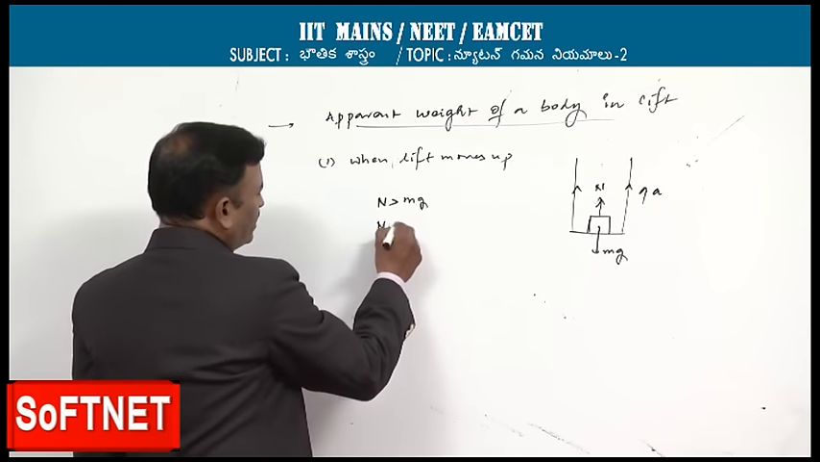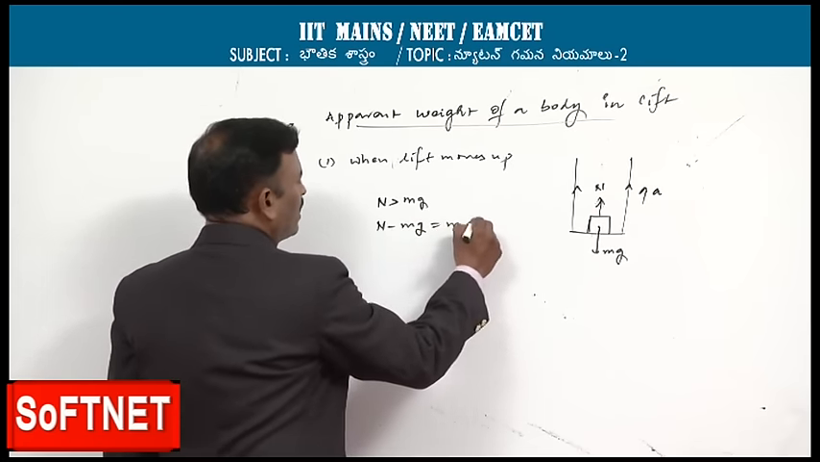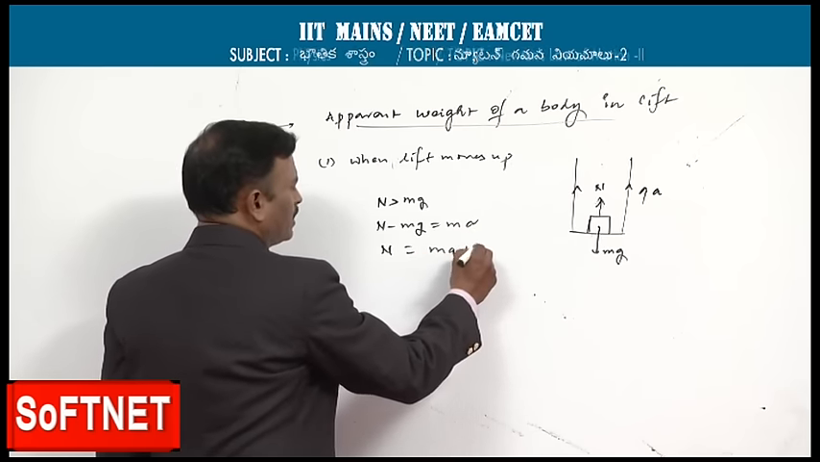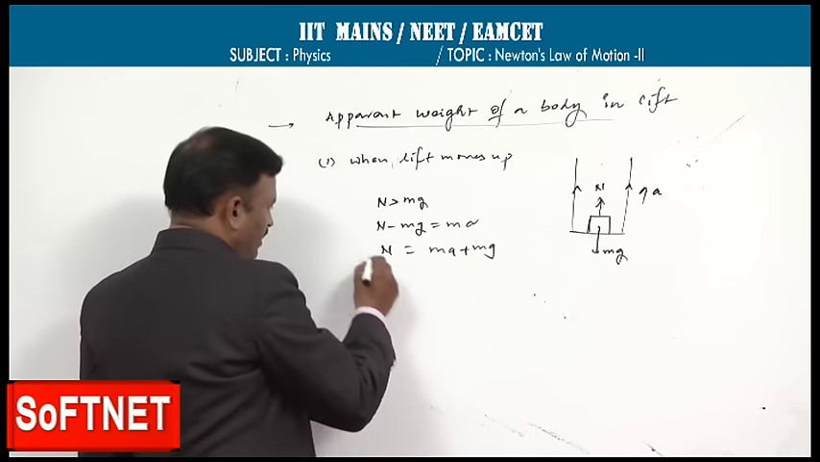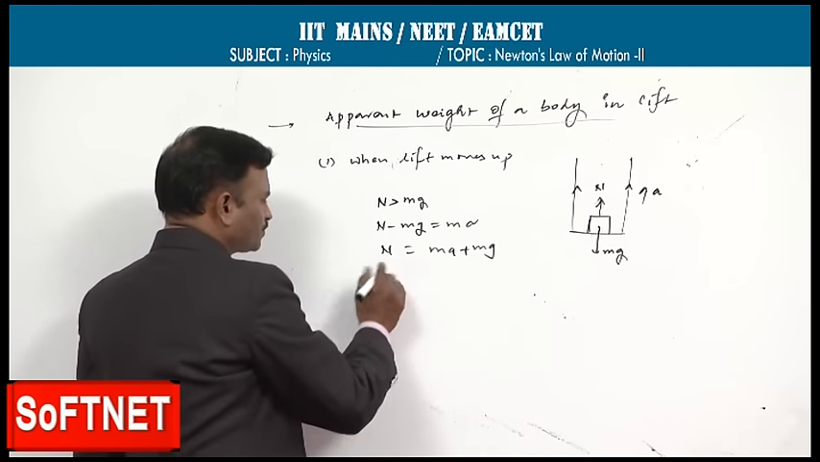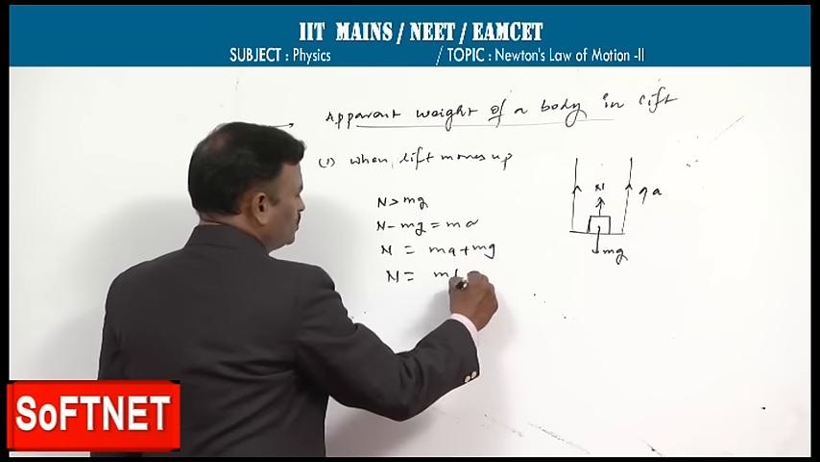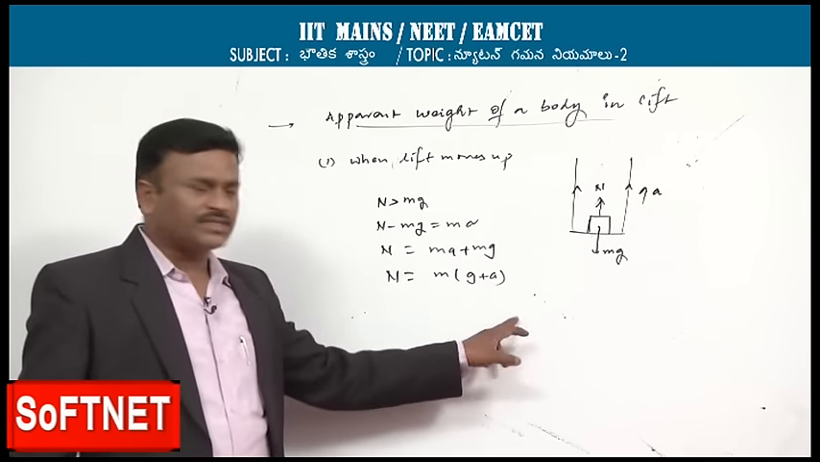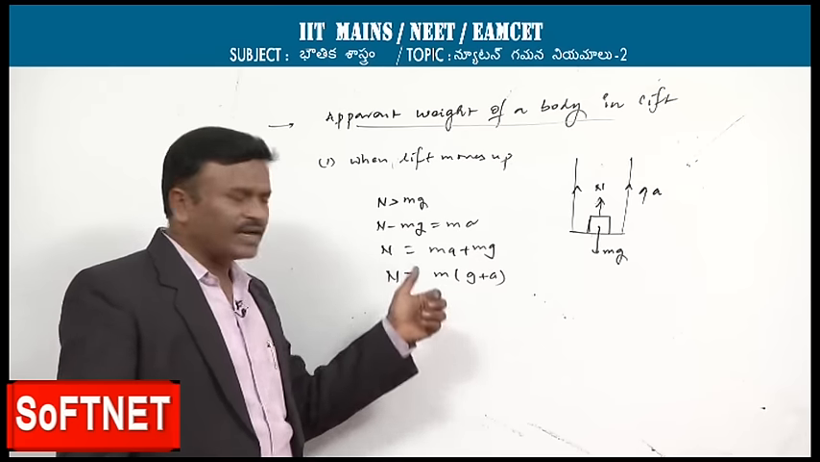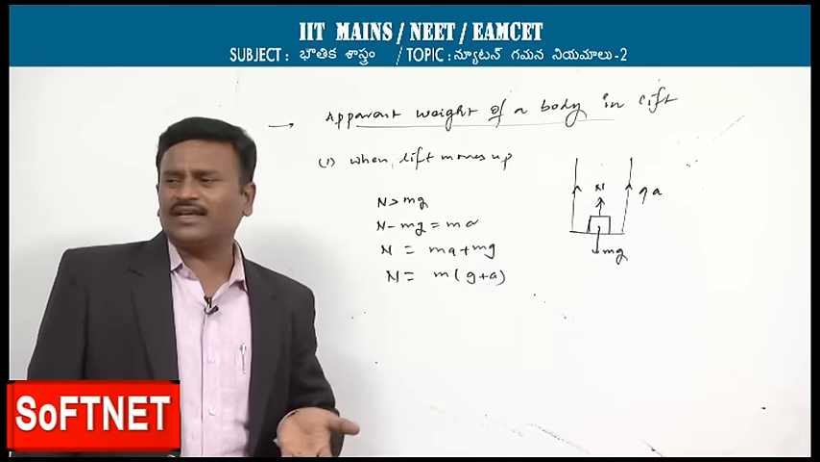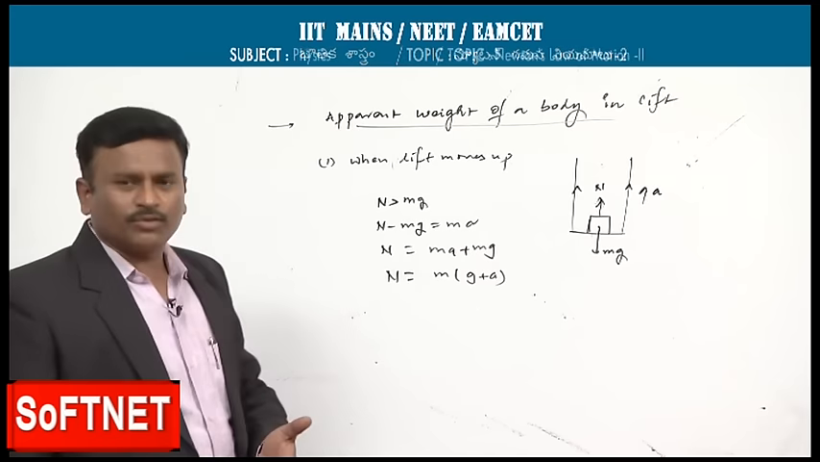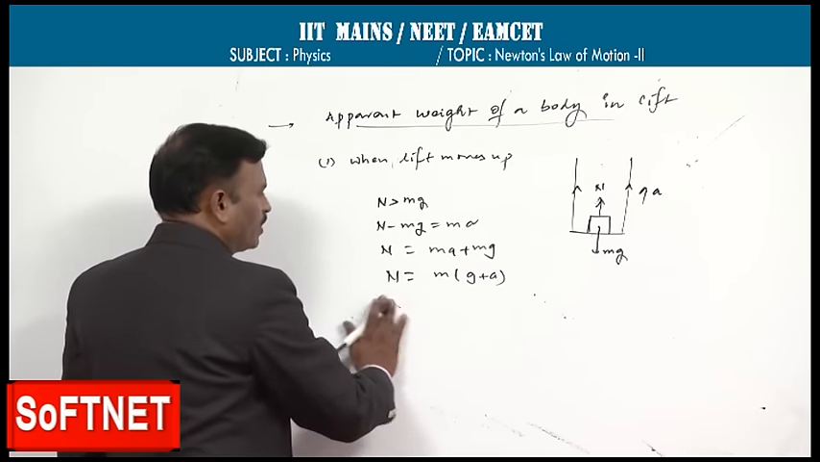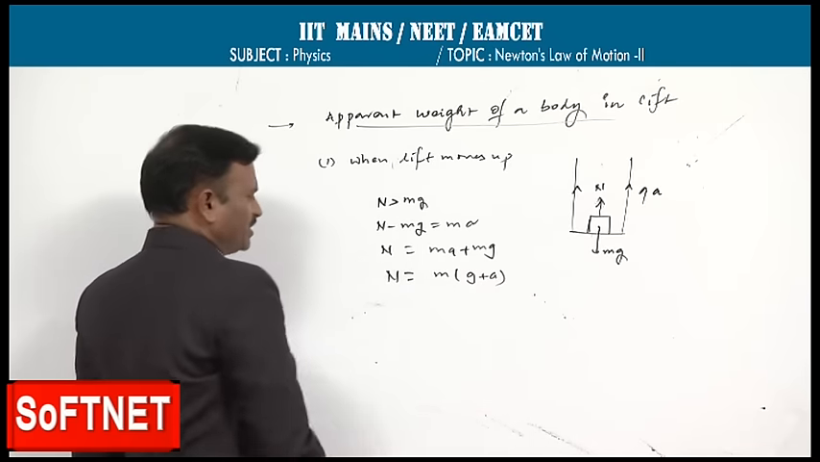So N minus mg should be equal to ma. So N should be equal to ma plus mg, that is, N is equal to m into (g plus a), where N is the normal reaction. How much normal reaction is there, that much weight the body possesses. Fine. So here N is equal to m(g plus a) while going up.